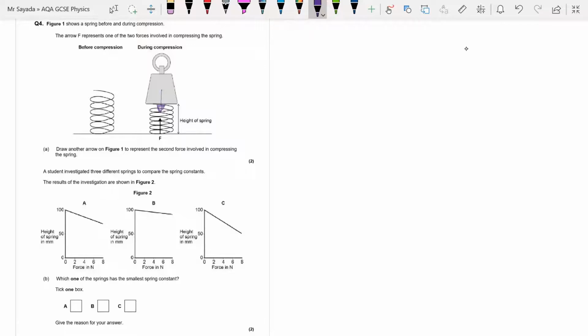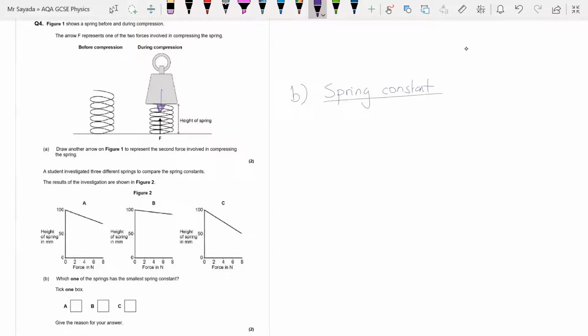For question B, the smallest spring constant. So this one's actually a little bit tricky because you need to really think about what spring constant means. So pause the video and write down what you think a spring constant is. What is a spring constant? What does spring constant mean? So you should have now written down what you think a spring constant is.